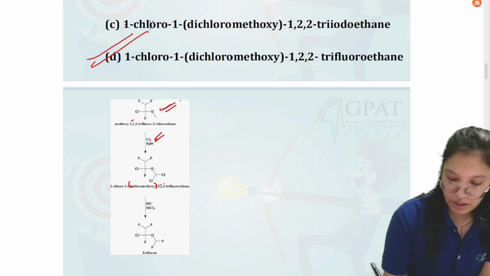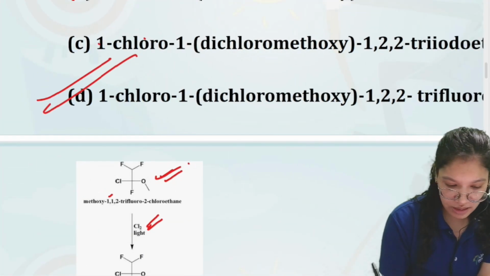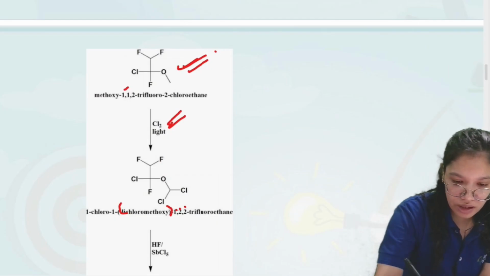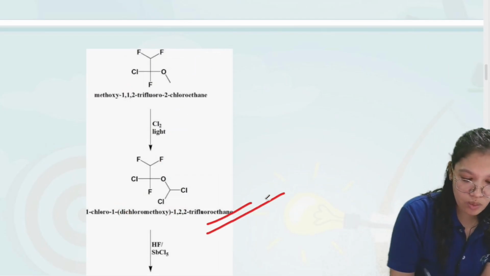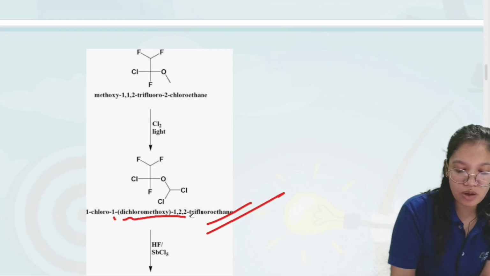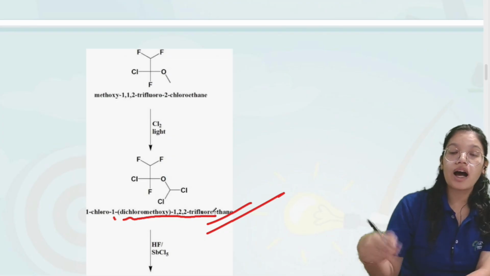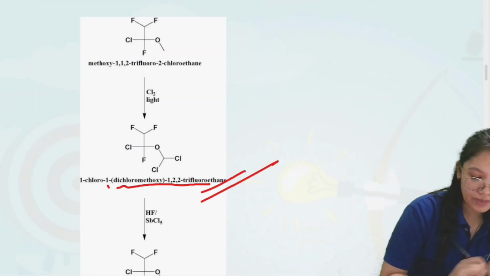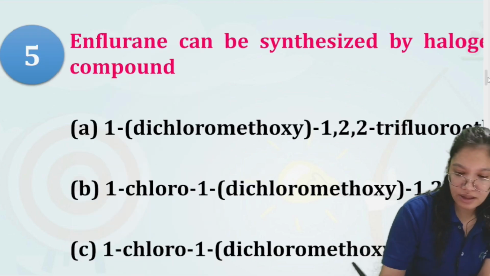Now let me zoom it for you once again. So basically the halogen exchange, the product that we get is 1-chloro-1-dichloromethoxy-1,2,2-trifluoroethane. That is option D here.